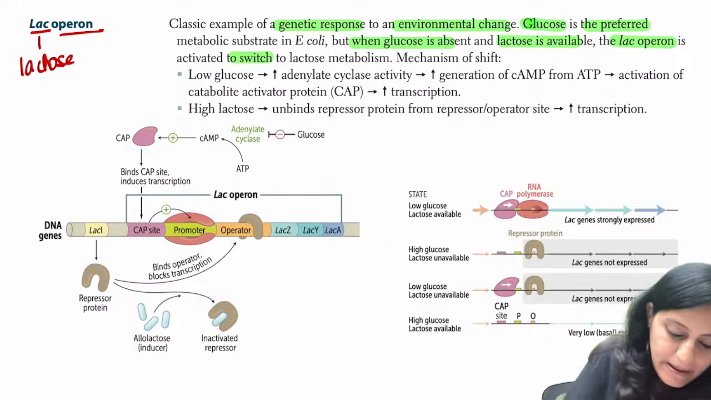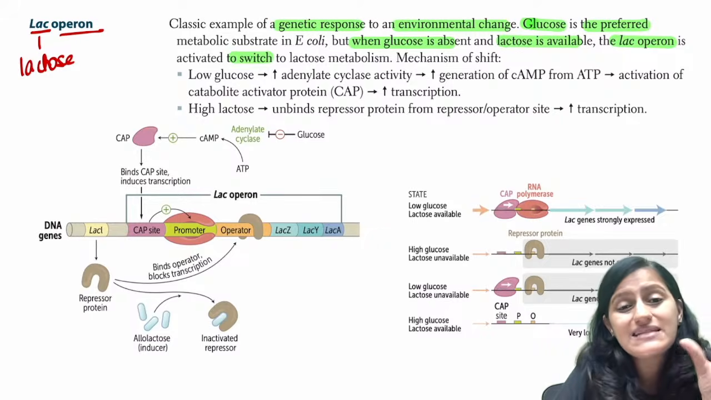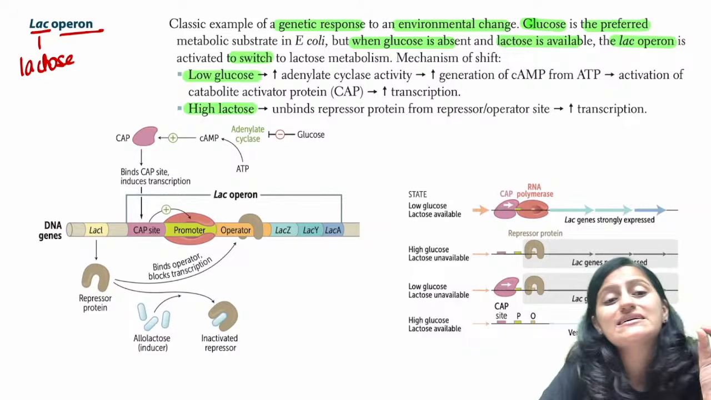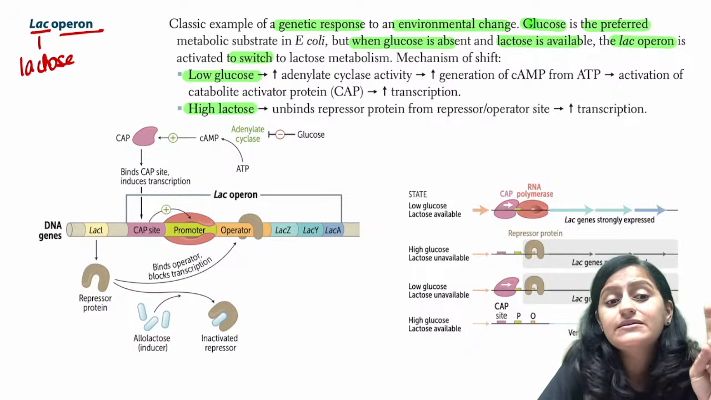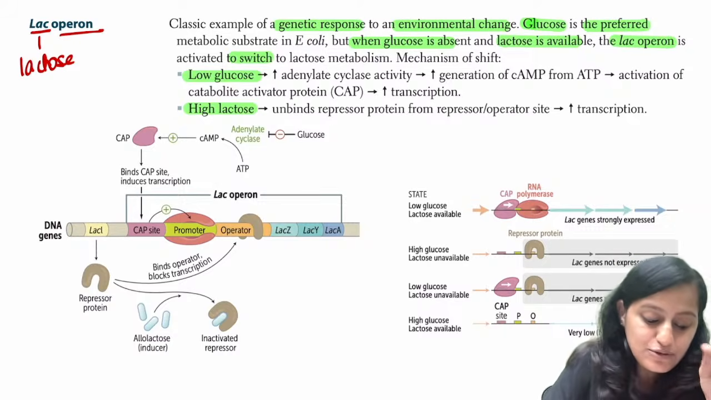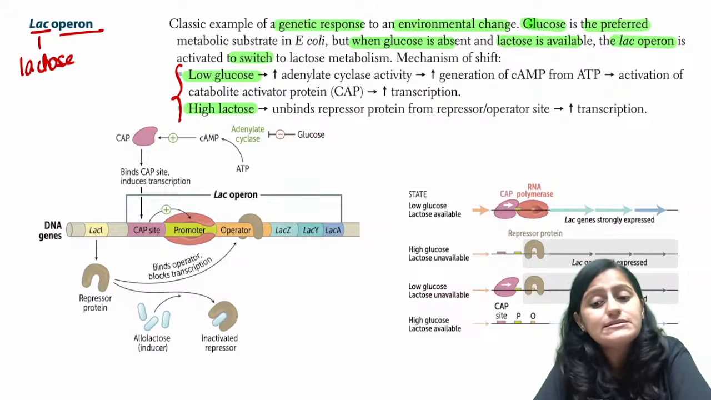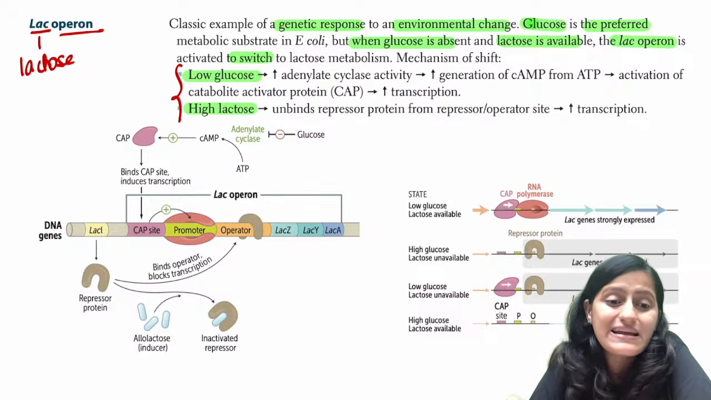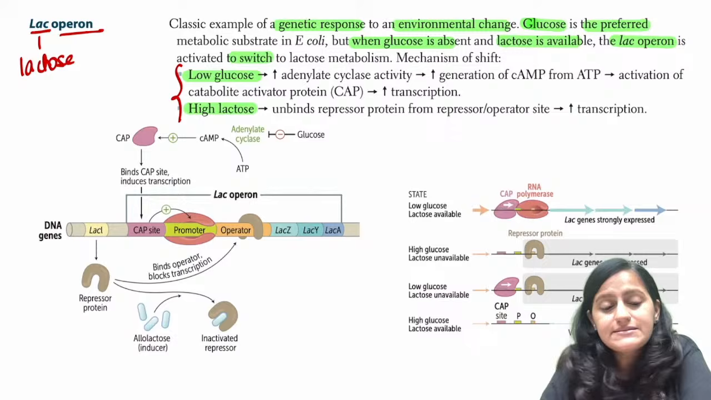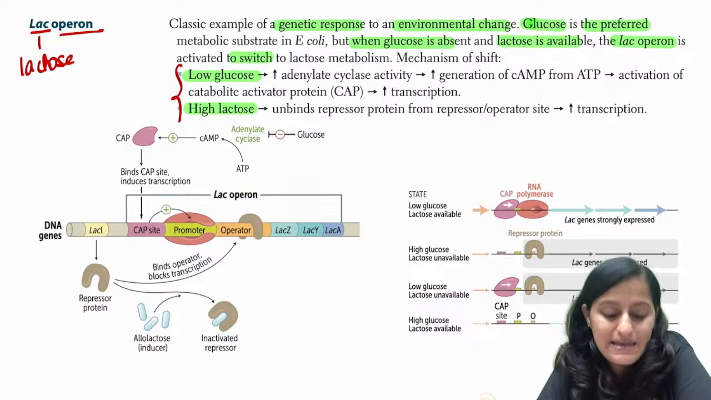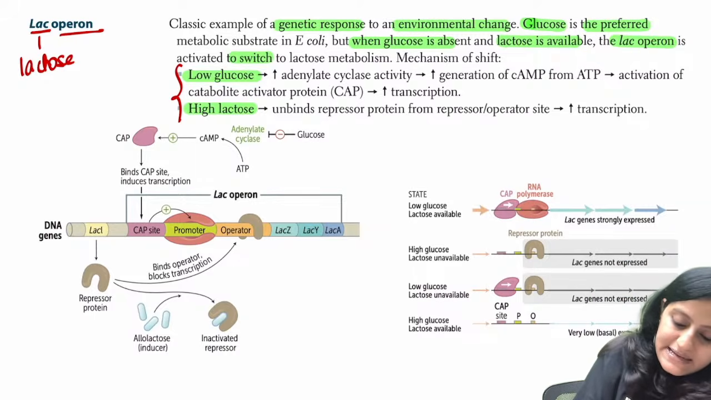Okay, so remember that the lac operon is activated in a low glucose state and a high lactose state, right? The glucose should be low and the lactose should be high. That is when it will be activated. Now, how does this low glucose and high lactose activate this lac operon? See, remember that when the glucose is low, how are the cyclic AMP levels? The cyclic AMP levels are increased.